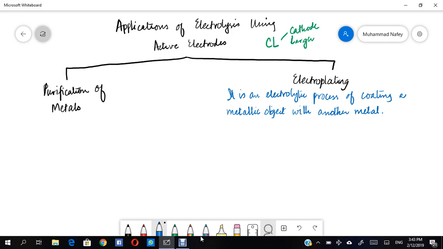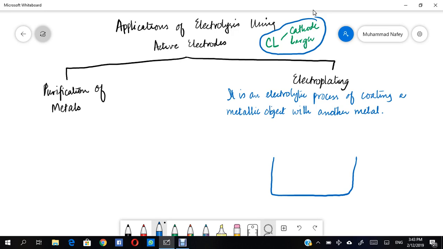So what is our apparatus for this? We'll remember that the cathode becomes larger. That means that the deposition is taking place at the cathode. Therefore, the object that we want to coat should always be at the cathode.